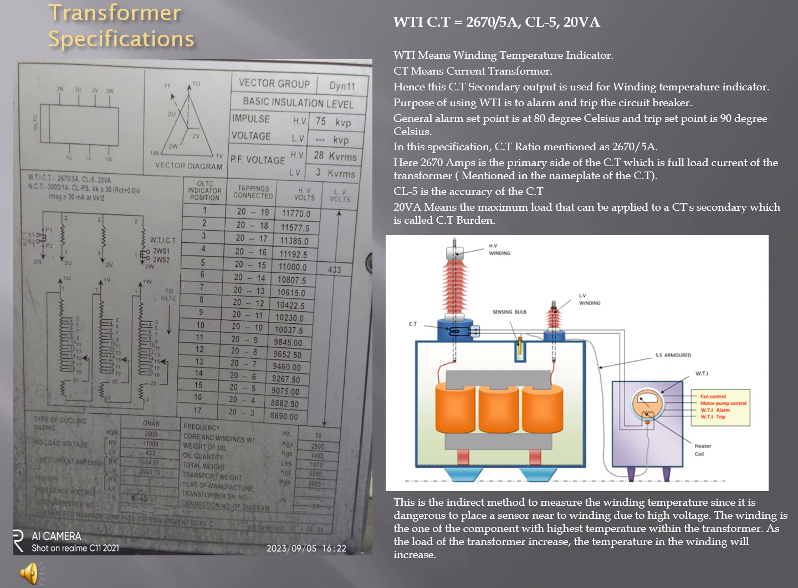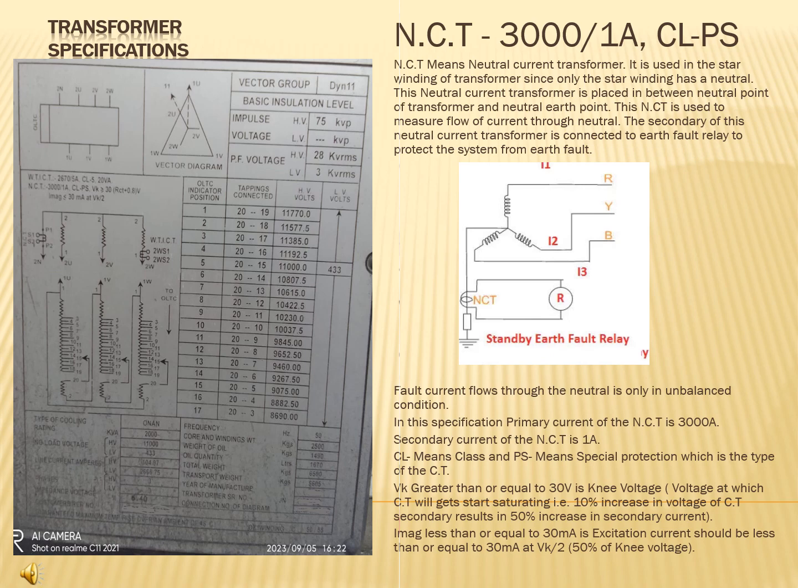Please look at the diagram which I have enclosed in the sheet, which will give you a brief idea about the WTI CT and its indirect method to measure the temperature of the winding inside the transformer. After completion of the WTI CT, now we will discuss the NCT, which is mentioned in the transformer specification. The NCT is mentioned as 300/1 amps on the secondary side. The class is PS, the knee point voltage is greater than or equal to 30, and the magnetizing current is 30 milliamps at VK by 2.